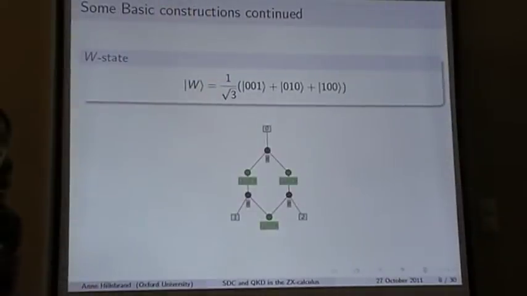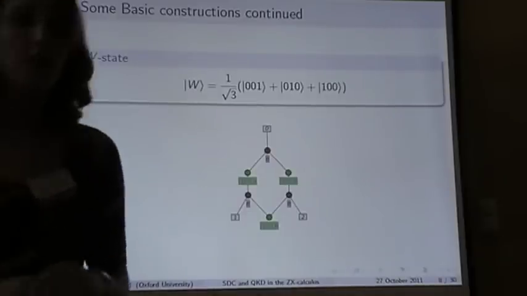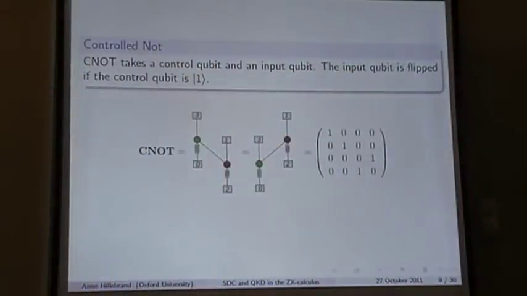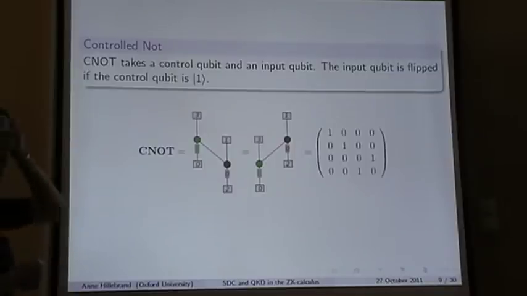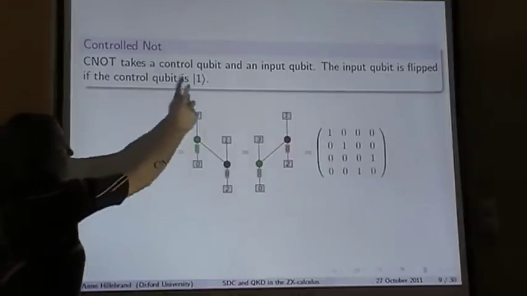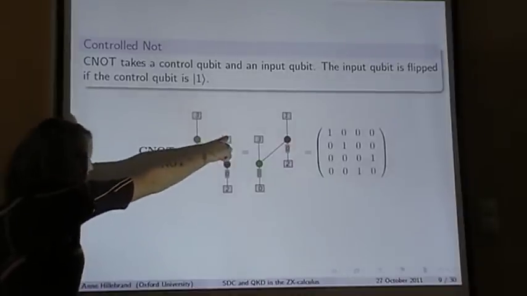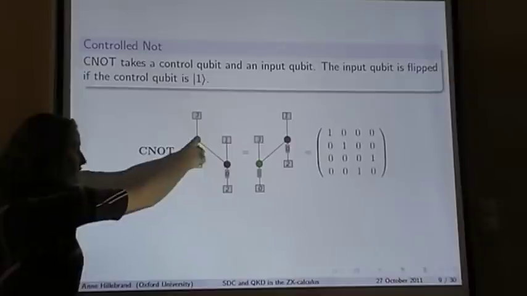This one's slightly more complicated, and we'll see also when we start reasoning with it that it will be slightly more complicated than the other one, but we can still get some nice results about that. And then finally, the controlled NOT gate. As you all know, a controlled NOT gate takes in two qubits, a control qubit and an input qubit. This is the control qubit, and this will be the input qubit, and it will be flipped if this one is true.